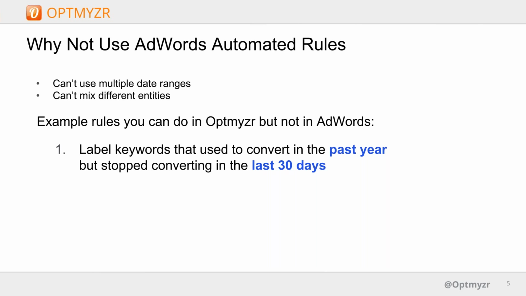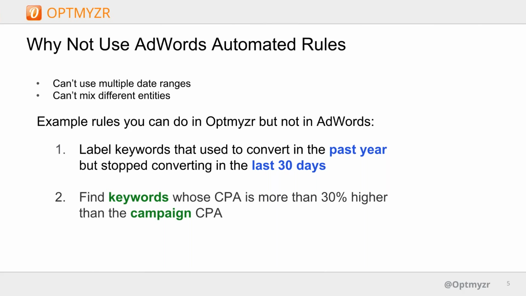Now, to put a label on keywords that meet these criteria, you cannot do that in AdWords, because in AdWords, when you build an automated rule, the look back window is one single look back window. So you cannot compare multiple date ranges. So that's one thing I will show you how to do here today with Optmyzr.